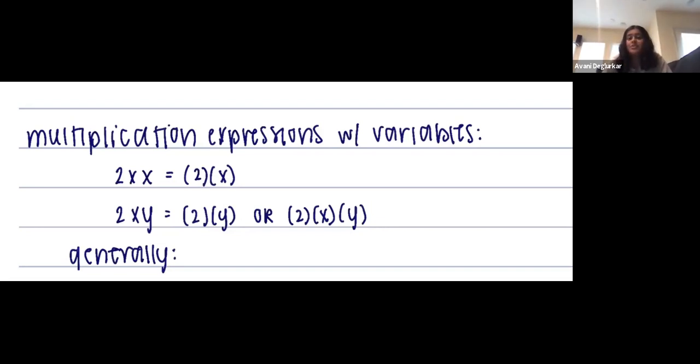This means that if you wanted to write 2 multiplied by the variable x, like right here, you would just write 2x. If you wanted to write 4 multiplied by the variable y, you would just write 4y. If you wanted to write 3 multiplied by the variable x and multiplied by the variable y, you would just write 3xy. You wouldn't need to write the multiplication sign into that. Okay, any questions so far?